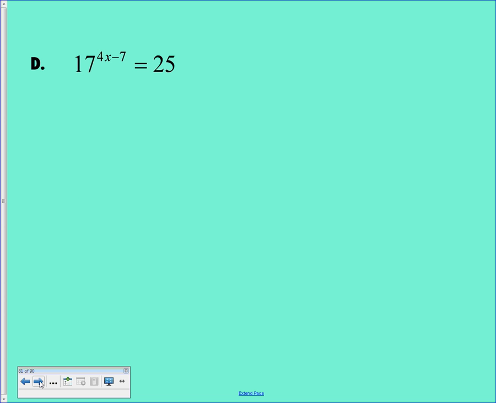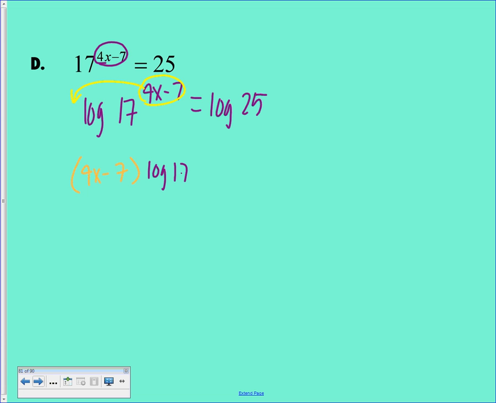Probably not. Example D, 17 to the 4x minus 7 equals 25. So again, I notice x is in my exponent, so I'm going to use my steps. First step is to log each side, so log of 17 to the 4x minus 7 equals log of 25. Again, I'm going to use those properties that say an exponent is the same thing as a coefficient. So I can bring the 4x minus 7 out front. So I've got 4x minus 7 in parentheses times the log of 17 equals the log of 25.